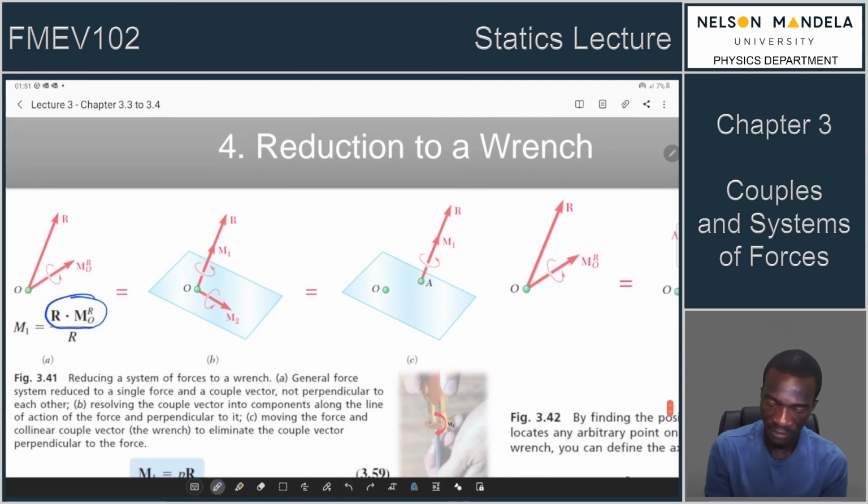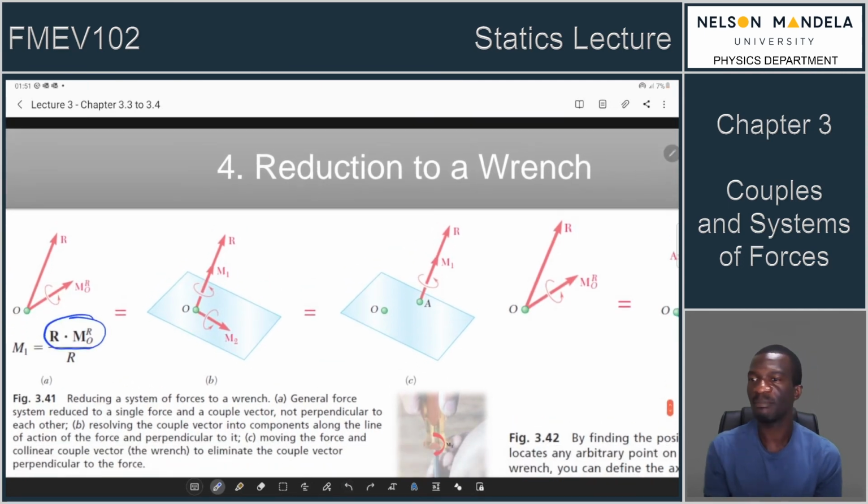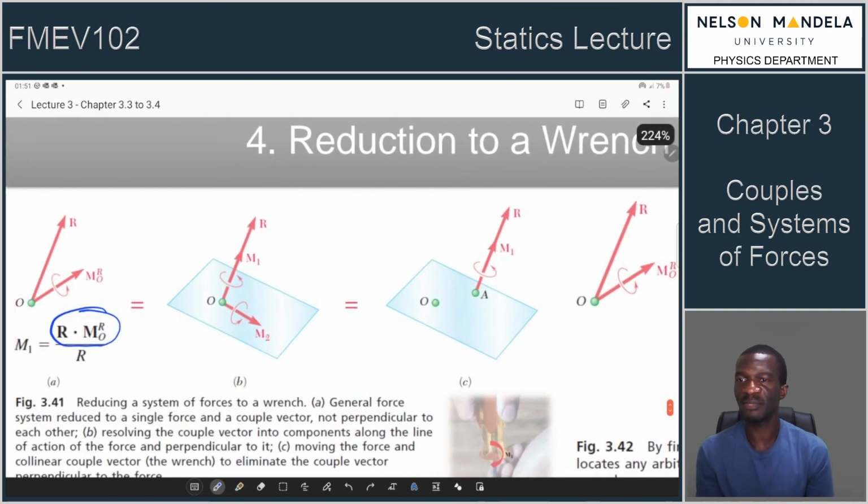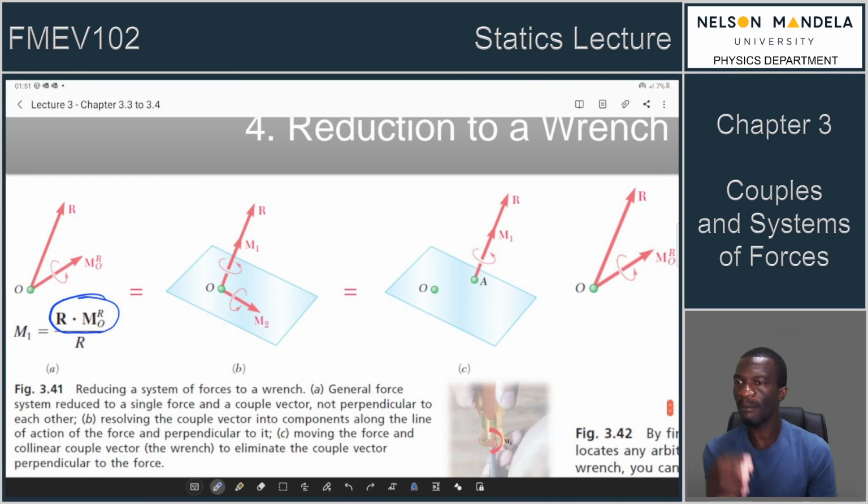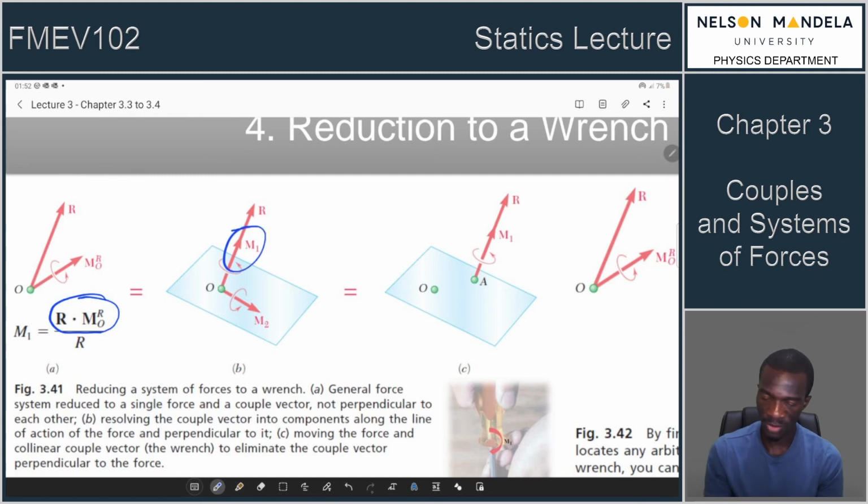So reducing a system of forces to a wrench is a simple process. The general force system is reduced to a single force and a couple vector, but not perpendicular to each other. That's the only difference. These are collinear. So this is the first part. They are not perpendicular to each other. In part B, now we are resolving the couple vector into components along the what? Along the line of action of the force and perpendicular to it. So this is just a projection onto R, and this is the other component of this M_R. In the end, you actually have a wrench.